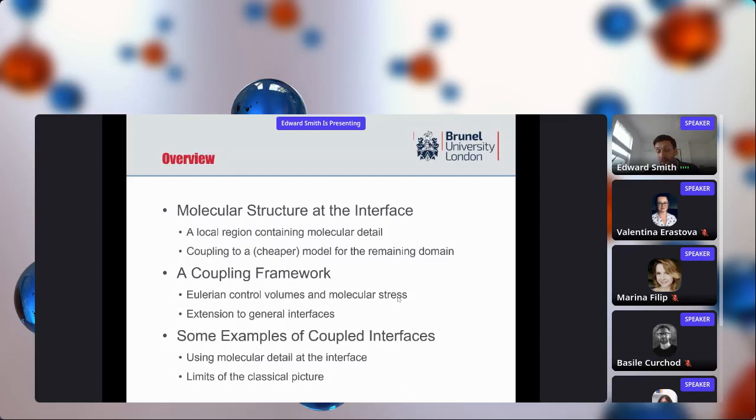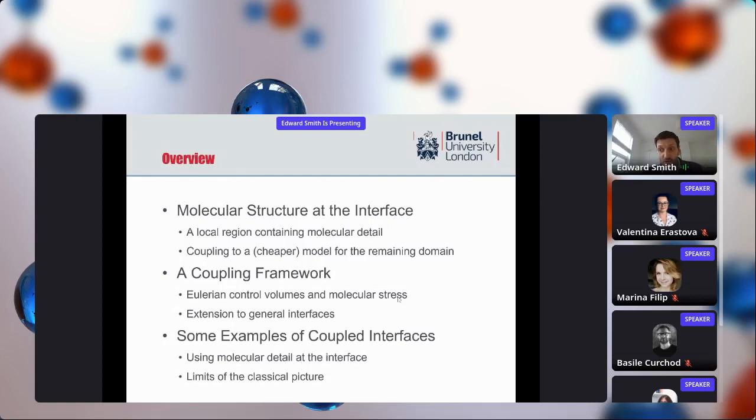I'll talk a little bit about some of the theoretical framework that I've worked on to do that, and then the extension to more general interfaces. This includes liquid vapor, but really anything that can be described by a functional form. I'm hoping that this introduction to general interfaces is also maybe interesting. Anyone who's working on molecular stresses, working on rough surfaces, hopefully this framework again potentially has applications there. And then I'll finish with some examples of coupled interfaces. So I've kept this fairly high level. I've also put lots of nice videos.